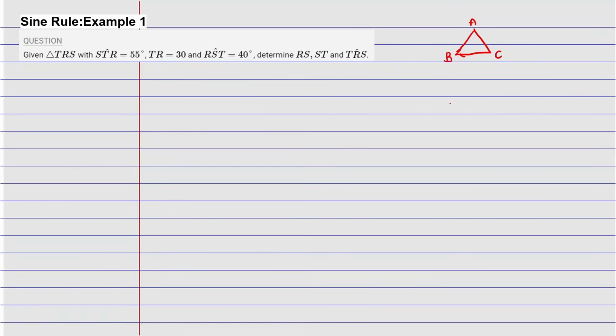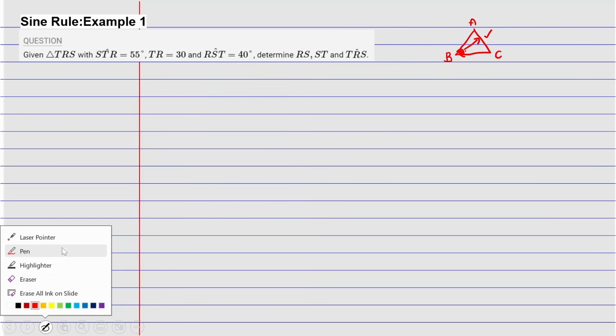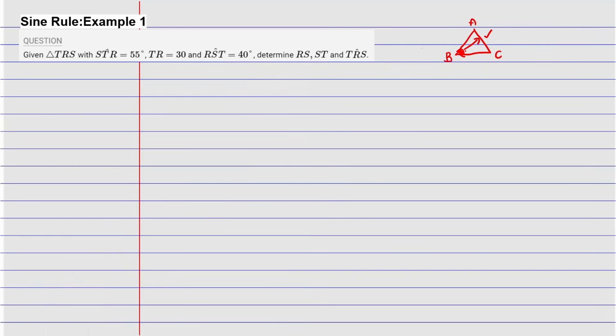With sine rule, if you have an angle, it always needs to be related to its opposite side. So do you see that this angle B is going to be related with this side that I ticked off? And this angle B needs to be related with the opposite side, and also the C needs to be related with the opposite side.